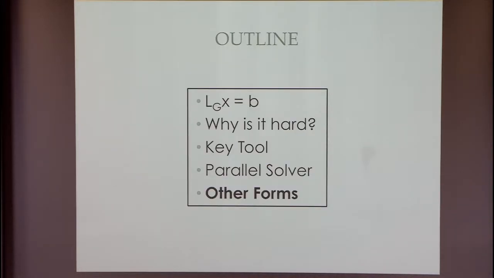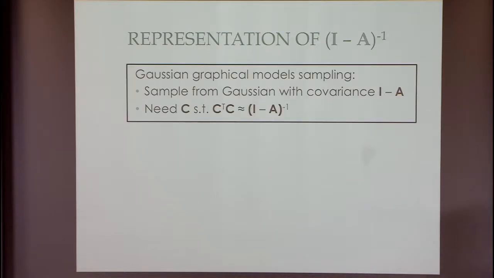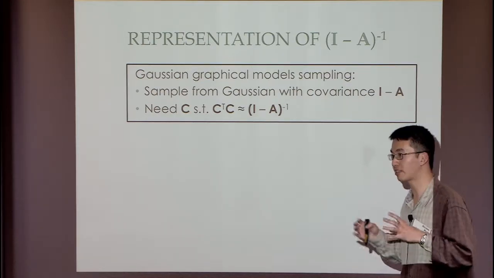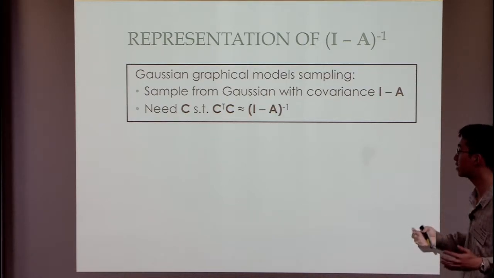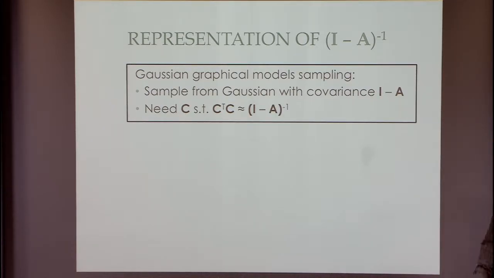And what motivated us to look for extensions of this algorithm is the problem of sampling from Gaussian graphical models. So here the idea is that I want to sample from a Gaussian with covariance matrix I minus A. So this is a phrase in the computational statistics setting. But formally what I need is a matrix C such that C transpose C equals the inverse. So if you're okay with non-square matrices, there is a fairly easy way using the factorization of my graph Laplacian to get this. But say we want to also have a symmetric factorization, so a square factorization.